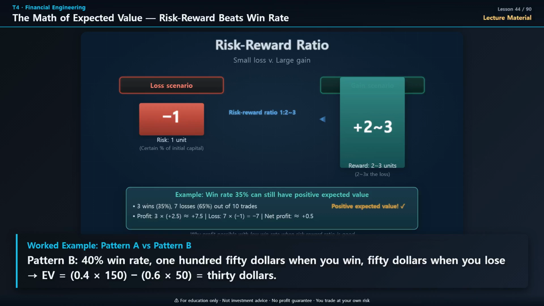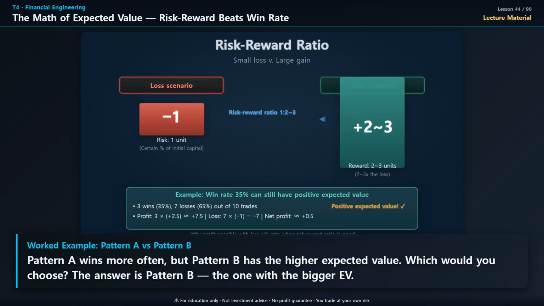Pattern B: 40% win rate, $150 when you win, $50 when you lose. EV equals 0.4 times 150 minus 0.6 times 50 equals $30. Pattern A wins more often, but pattern B has the higher expected value. Which would you choose? The answer is pattern B, the one with the bigger EV.